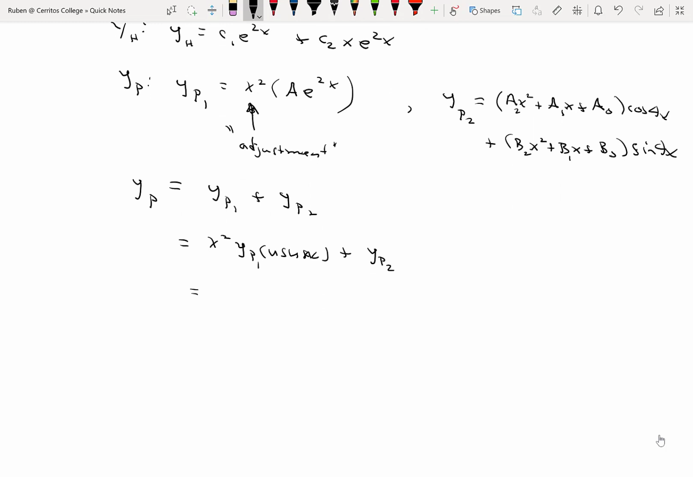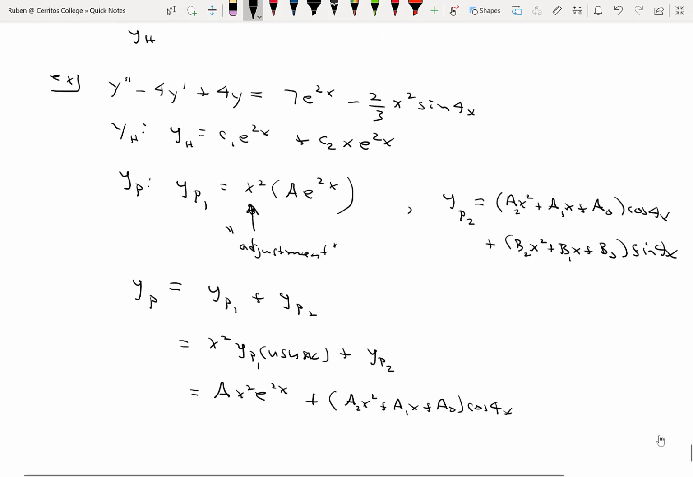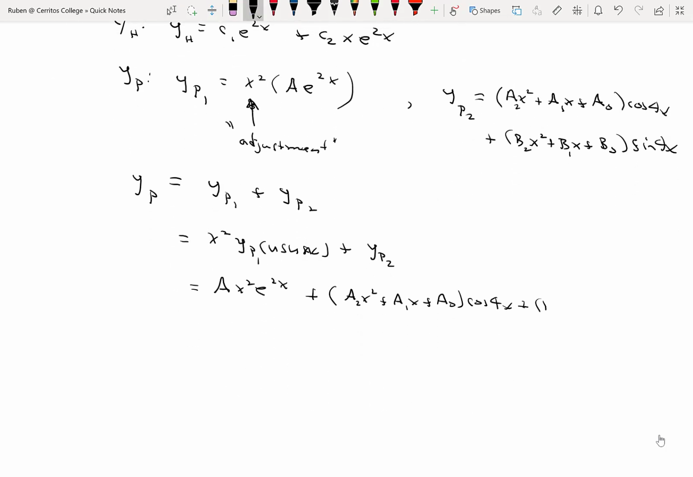So the final result is that y sub p takes on the form a x squared e to the 2x plus y sub p2, and I'll write it out: a sub 2 x squared plus a sub 1 x plus a sub 0 cosine 4x, plus b sub 2 x squared plus b sub 1 x plus b sub 0 sine 4x. Okay, and that ends our lecture on section 4.3. I look forward to talking with you again soon.